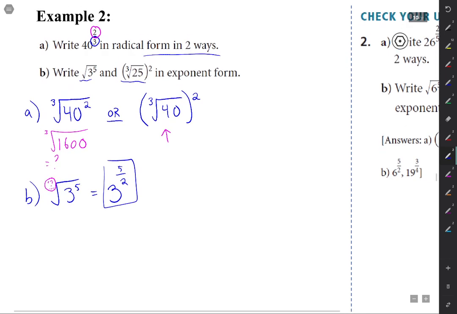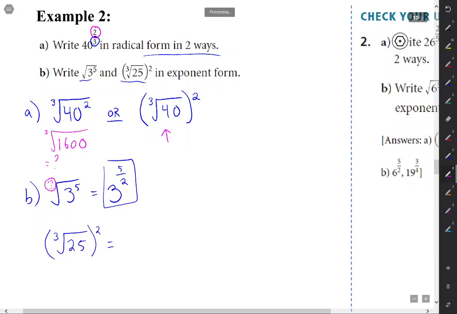For the next one, it's written in this other form with the brackets, but we're just going to do the exact same thing. So again, we have an index over here, and that is 3. So that means our denominator is 3, and our numerator is going to be 2 of our fractional exponent. So we're going to have 25 to the power of 2 over 3.